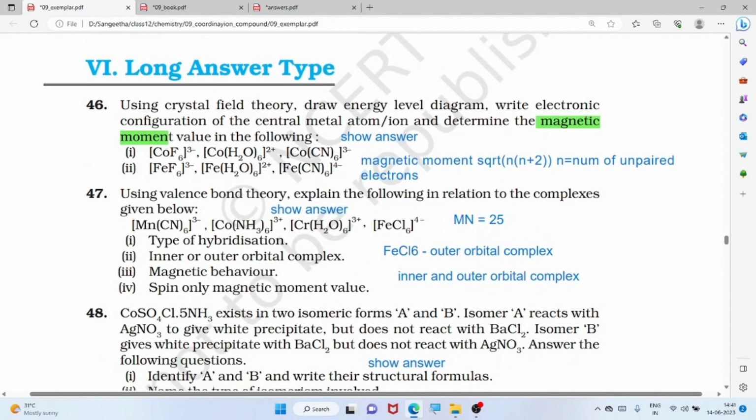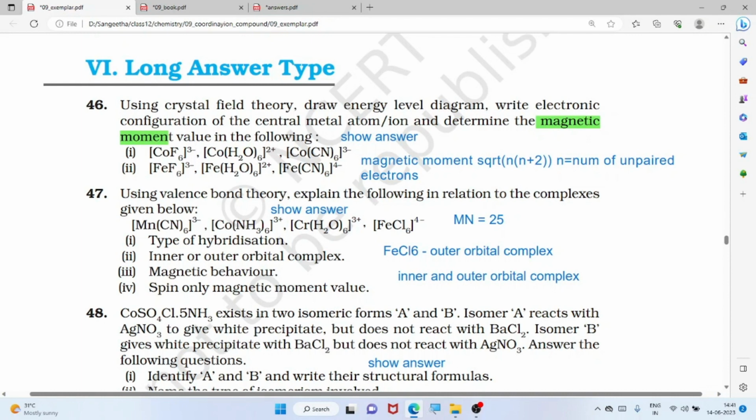Long answer. Using the crystal field splitting theory, draw energy level diagrams, that is, the orbital diagram, plus these t2g and eg. Write the electronic configuration of the central atom and determine the magnetic moment, whether it has unpaired electrons. If it has, it means paramagnetic; no unpaired electron, diamagnetic. Okay, show the answer.